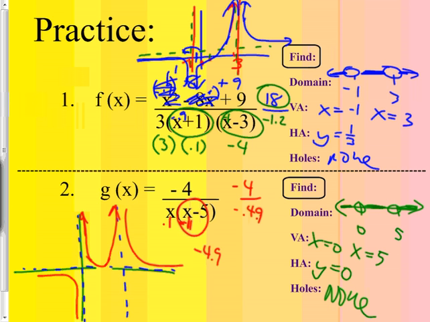Let's try it. How about like 2.5? Wouldn't you kind of assume it would be right in the middle, right between 0 and 5? My guess is that's at 2.5, but I'm going to find out. 2.5 minus 5 is negative 2.5. And then times that by 2.5. That's about negative 5-ish. And that's negative 4 divided by about negative 5-ish, is a small positive number.